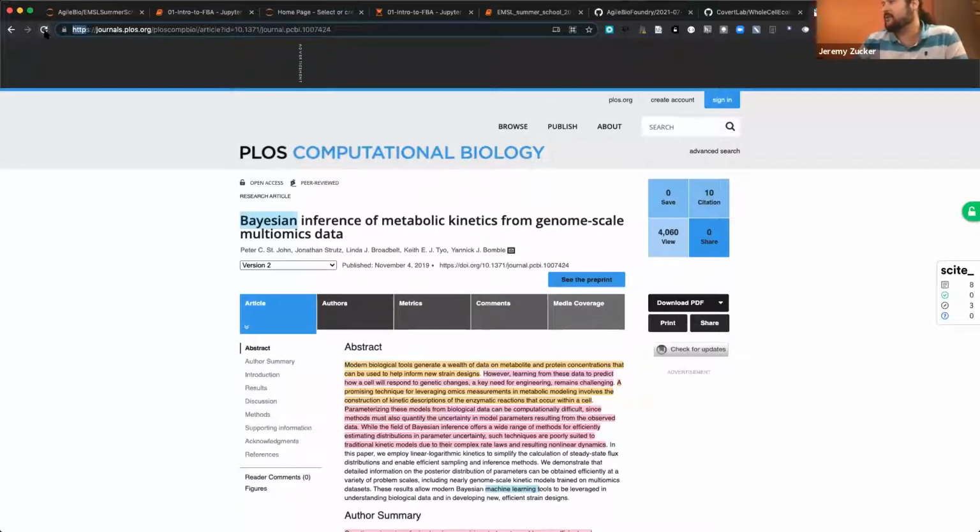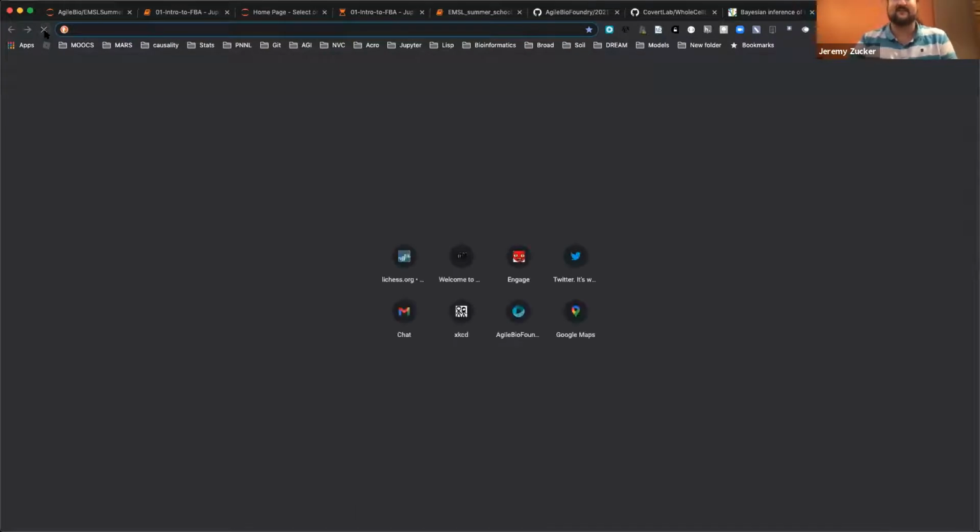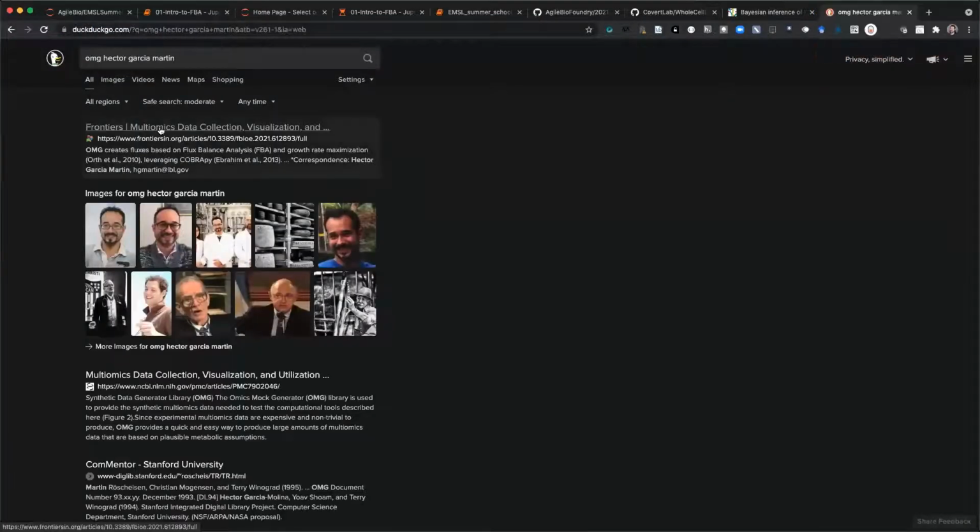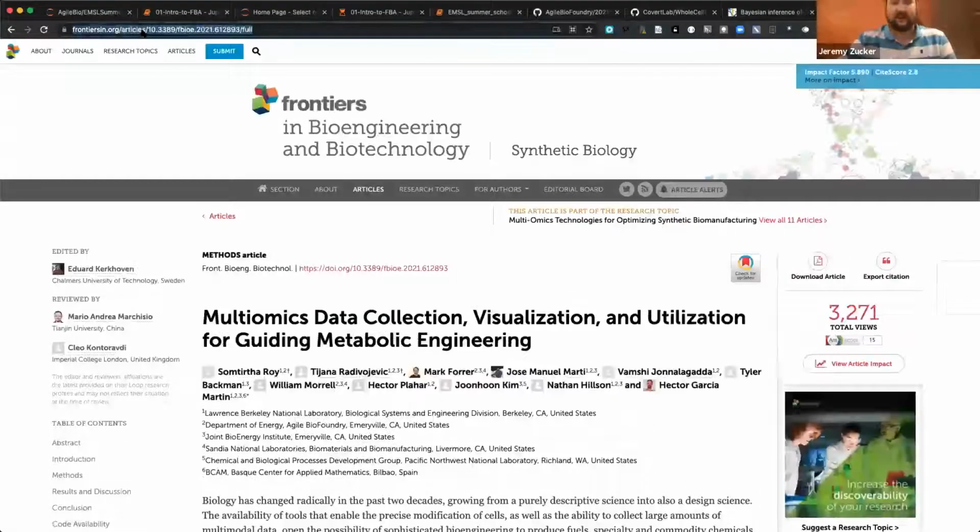Did you want to put the one in there about, you know which paper I'm talking about, the Hector Garcia Martin one, the multi-omics paper. Let's see if I can find it here. Yeah, the multi-omics paper. That's a good one as well, I think, because it really describes the workflow and emphasizes that. Go ahead and put that one in there.